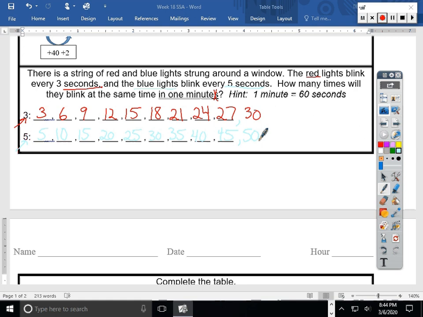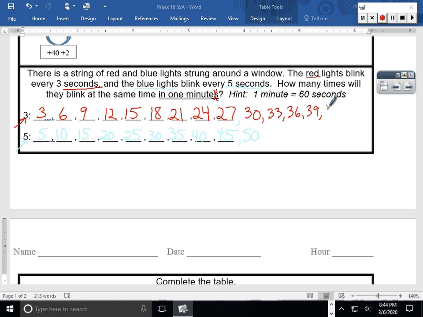So maybe I'm going to head back for a quick second and see if I can continue those lists. So after 30, I was counting by threes. 33, 36, 39, gonna run out of room here. 42 plus 3, 45 plus 3, 48 plus 3, 51 plus 3, 54, oh we're close, plus 3, 57 plus 3 is actually 60, gets me right to 60.